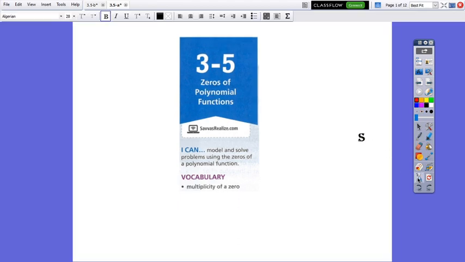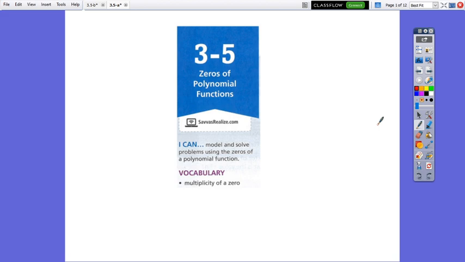Hello everybody. In today's lesson, we are going to learn how to find the zeros of a polynomial function. So remember that the zeros of a polynomial function are the x-intercepts of the function.